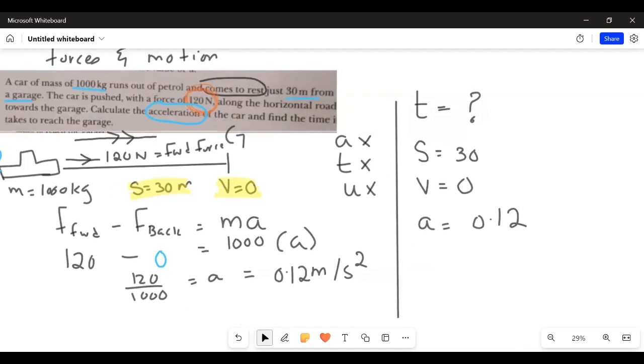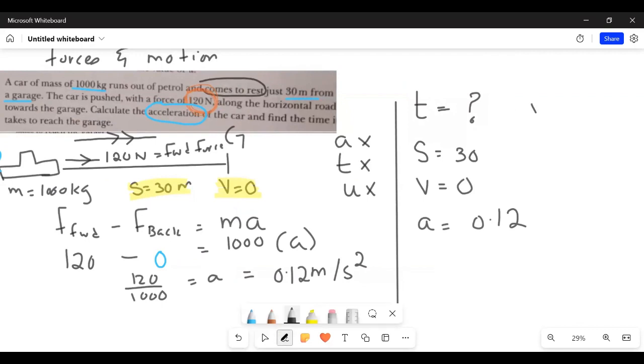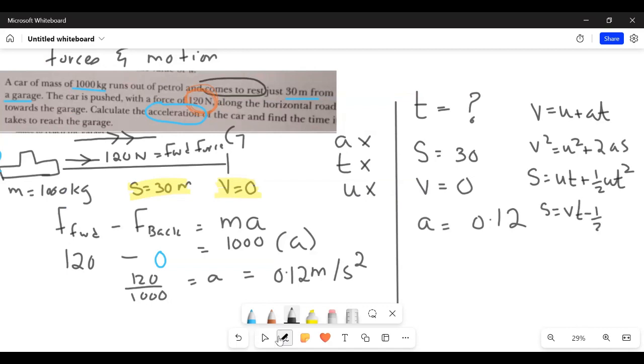Is it the first one? V is equals to U plus AT. Is it the second one? V square equals U square plus 2AS. Is it the third one? S is equals to UT plus half AT square. Or S is equals to VT minus half AT square. Or S equals half U plus V times T.